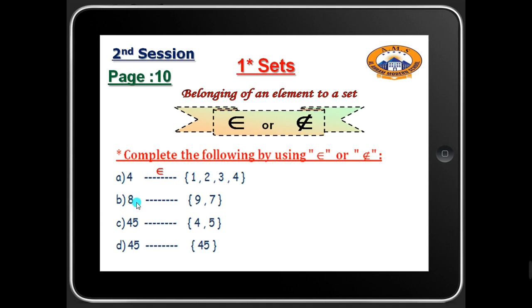Another example, 8. Do you see 8 here? No, the set that you see has only 2 elements, 9 and 7, and 8 definitely doesn't belong to this set. Okay, another one, number 45. This is a little bit tricky. Here in this set, you have only 2 elements. The first one is number 4, and the second one is number 5. So here I can't see number 45 inside this set. So 45 doesn't belong to this set.